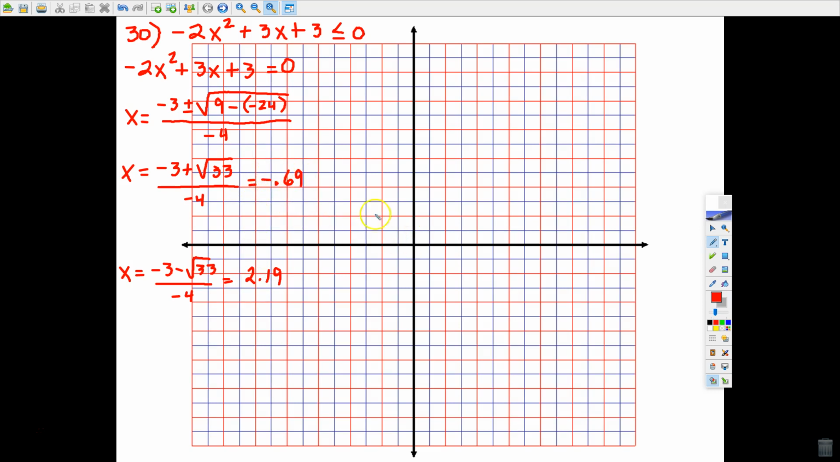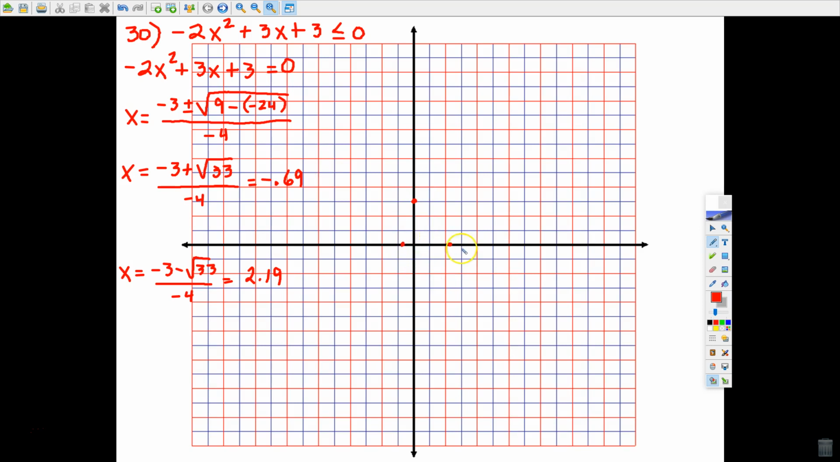Now that we know what the x-intercepts are, I'm going to estimate where I think those points are on the x-axis. So negative 0.69, just a little bit to the left of negative a half. And then positive 2.19, just a little bit more than 2. Okay, we know that this parabola is going to open upside down. Something else that we know, and we can go ahead and plot this, we know the y-intercept is 3, so I'll just go ahead and put that on the graph.